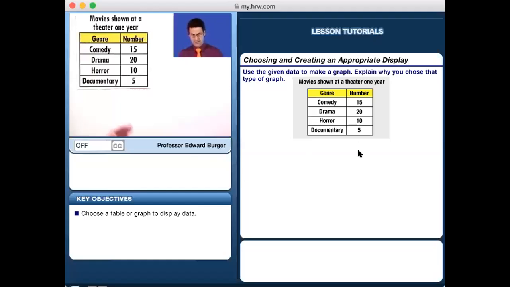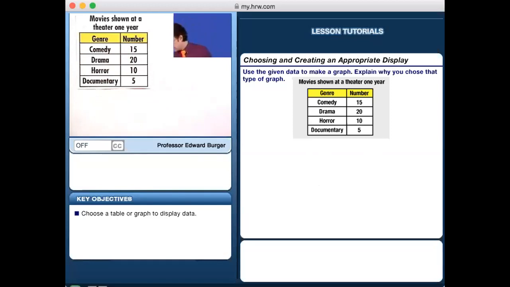All right, let's take a look at some data and see how we can express it graphically. Here I'm showing some data that shows a movie shown at a theater in one year, the different types of movies, and the number of movies that went through. So there are 15 comedies, 20 dramas, 10 horror films, and 5 documentaries. So there was a total, if you add them all up, of 50. Okay, girls, you can see it, right? Yes, okay. 50 movies that year.